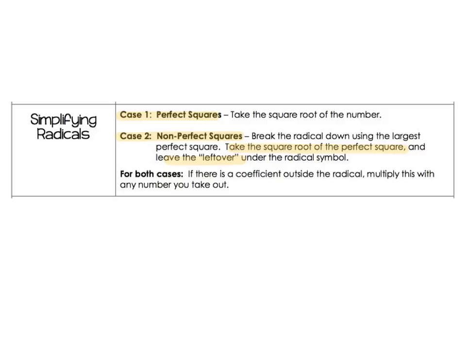For both cases, if there's a coefficient outside the radical, you need to multiply this with any number that you take out. We always want to simplify the outside by multiplying them together. All right, so let's go through a couple examples of this.